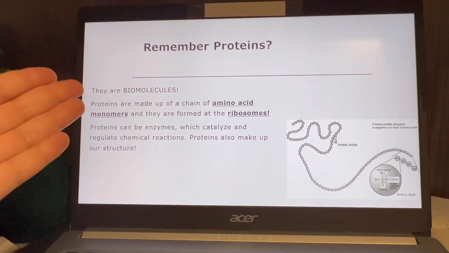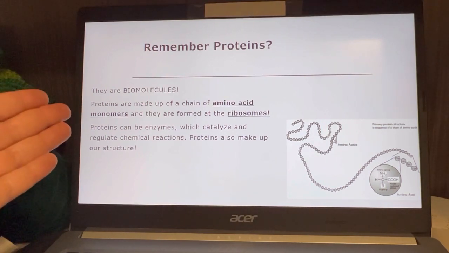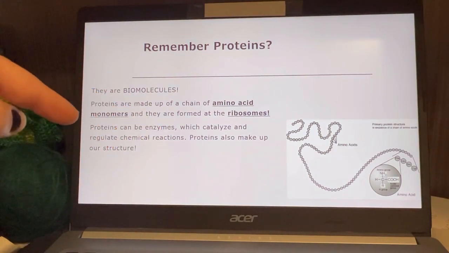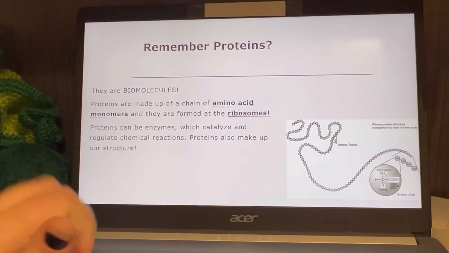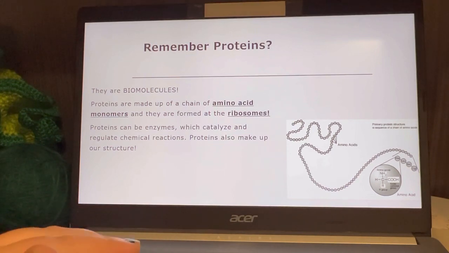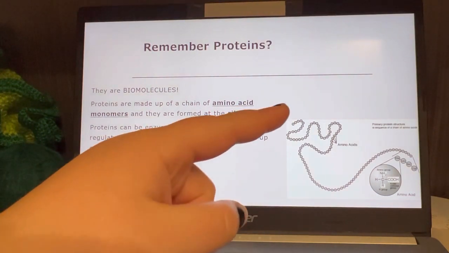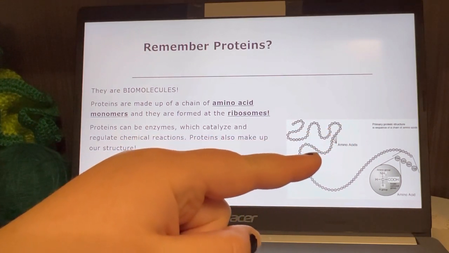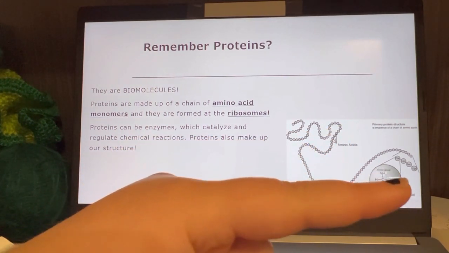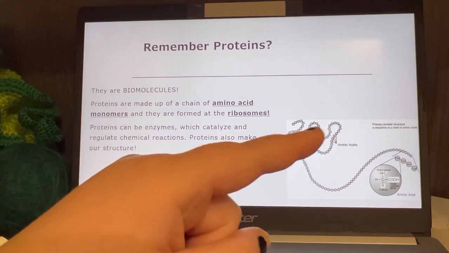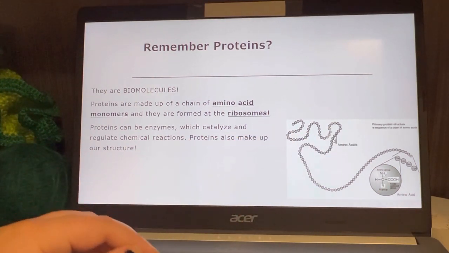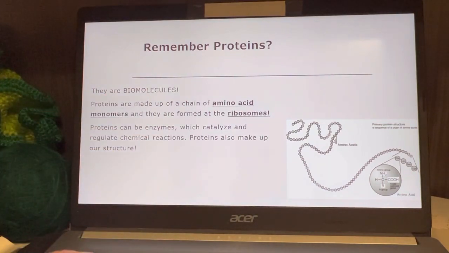Revisiting biomolecules. Proteins are made up of a chain of amino acid monomers, and they are formed at the ribosome. Proteins can be enzymes, which catalyze and regulate chemical reactions. Proteins also make up our structure. So this whole long thing here, these are all little amino acids. Each dot is an amino acid, and altogether that long chain is a protein, also known as the primary protein structure because no folding has been applied to it.